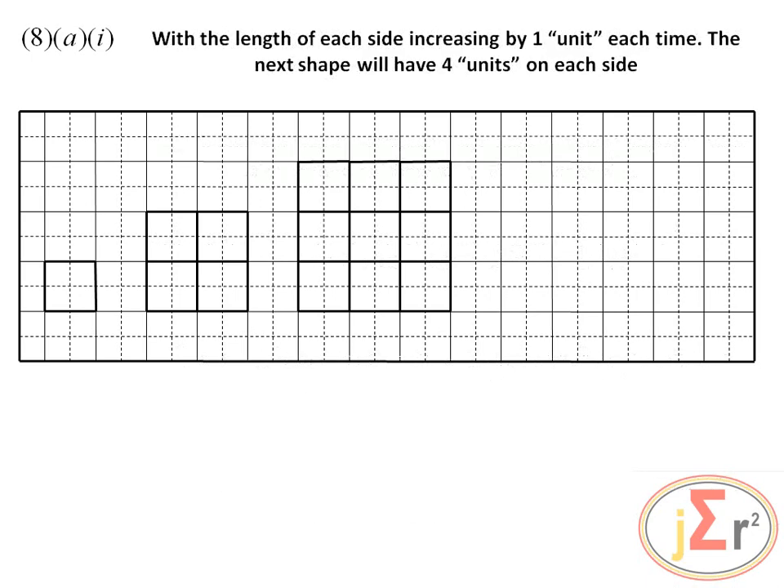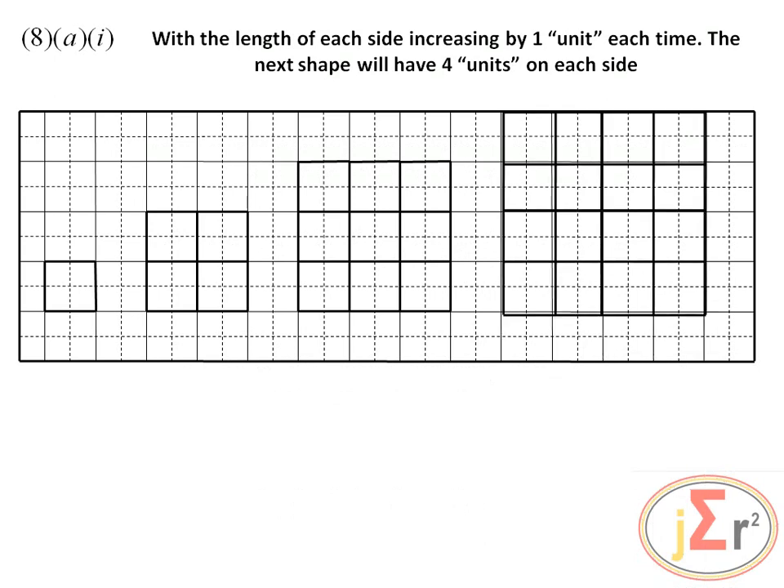We are required to draw the next diagram in the sequence. With the length of each side increasing by 1 unit each time, the next shape will have 4 units on each side. So there we have it, 1, 2, 3, 4 units on that side, and of course 1, 2, 3, 4 units on the other side.